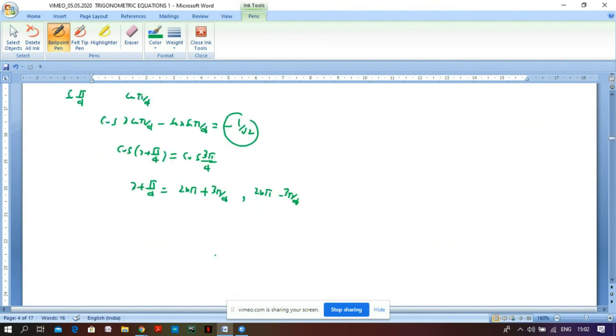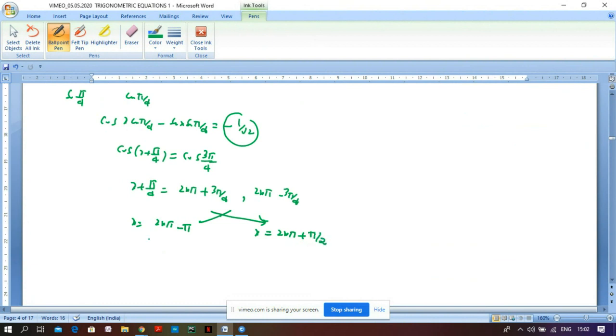From the first family, we get x equal to 2n pi, and this is minus pi. And from the second, we get x is 2n pi minus 3 pi by 4 minus pi by 4, this is this family. And from this family, we are getting 2n pi plus pi over 2.